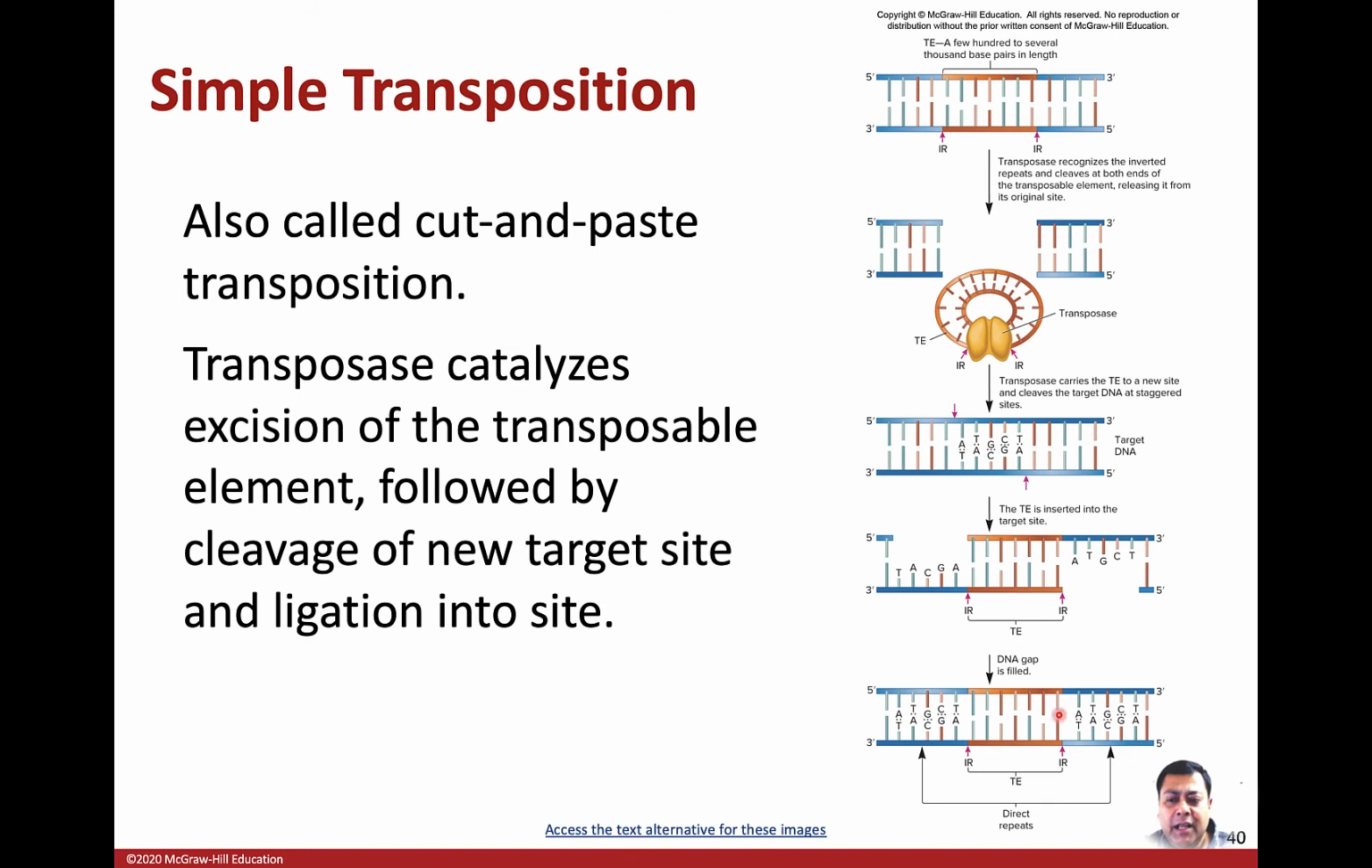That's the reason that you have inverted repeats at the ends of the transposase, or the unit transposons, and you will have direct repeats at each end. So this is a typical structure of a transposable element that we have seen, and this is how the direct repeats and the inverted repeats work.